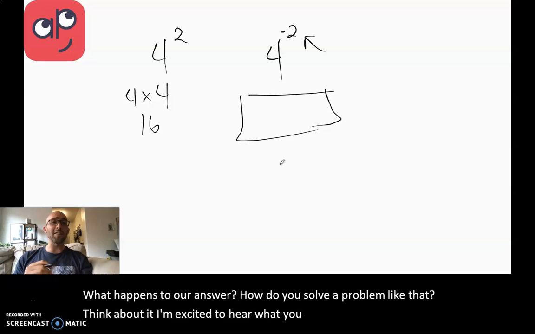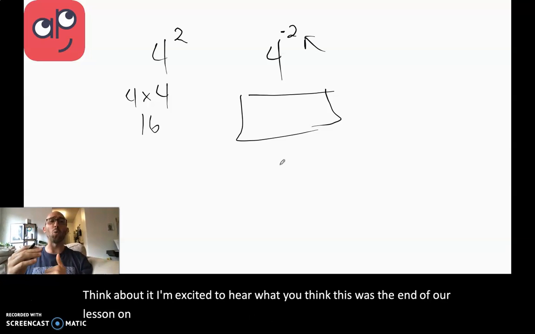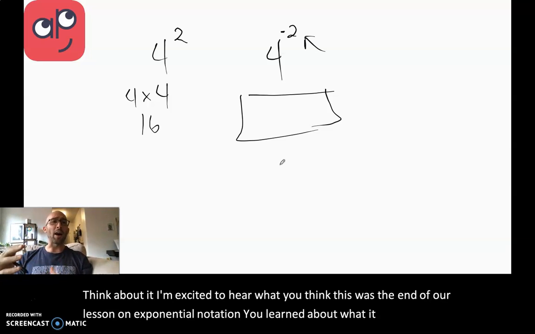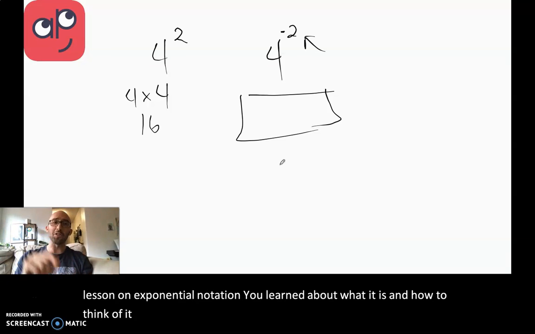This was the end of our lesson on exponential notation. You learned about what it is and how to think of it as repeated multiplication.